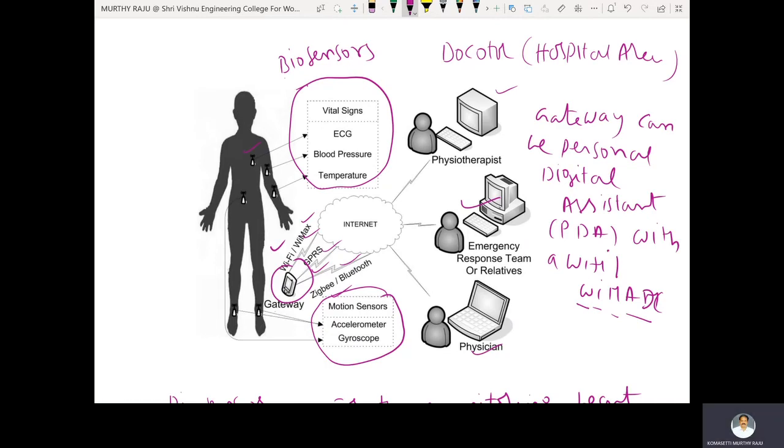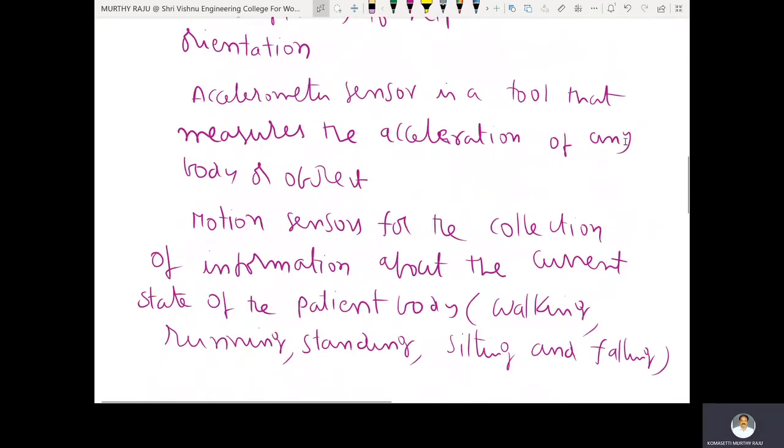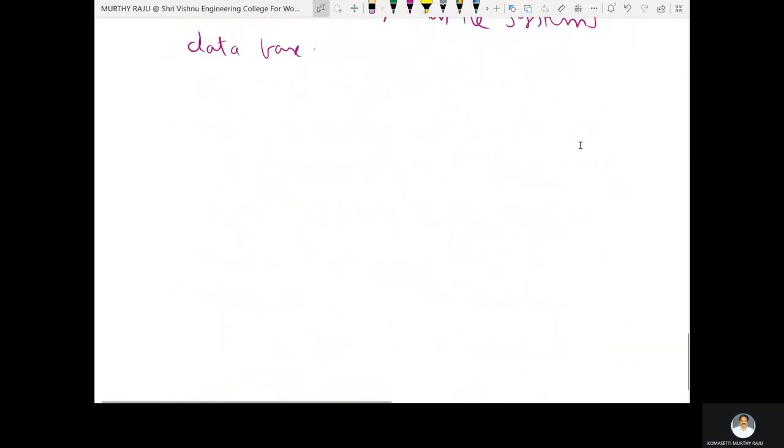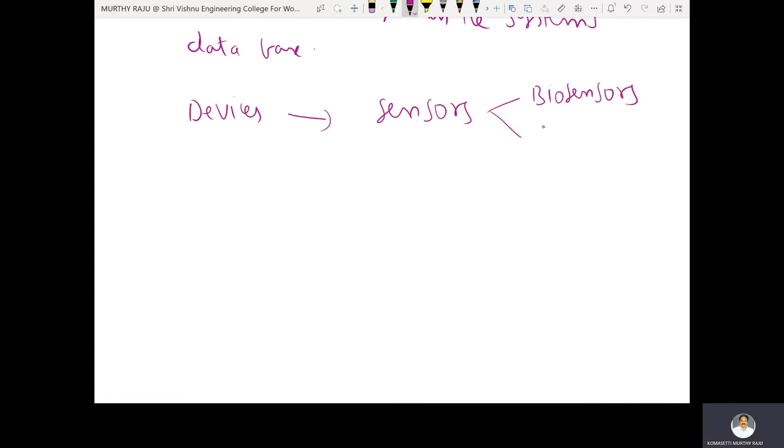Okay, coming to this example, the total is divided into some areas. Devices. In this case, the devices are sensors. Two types of sensors are used here: biosensors and motion sensors. These devices are incorporated with communication modules, controller modules, memory, power modules, and converters to perform their actions.